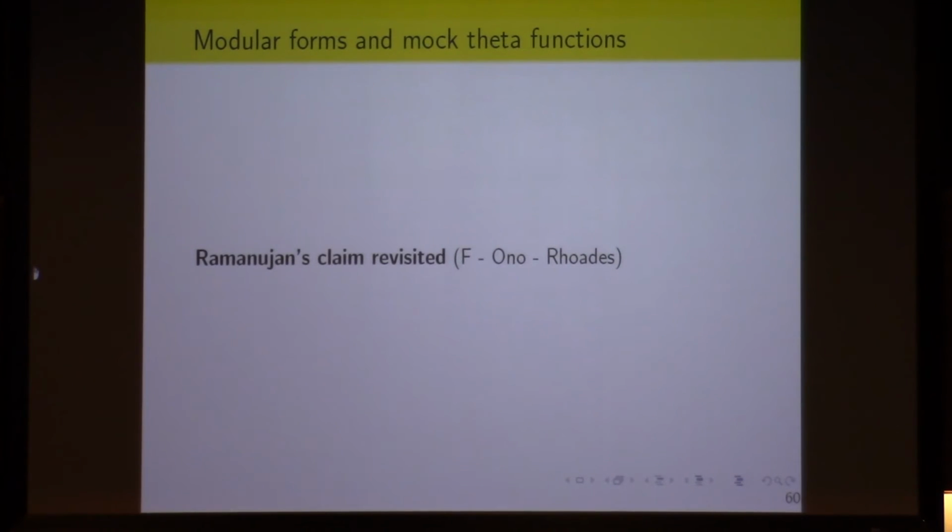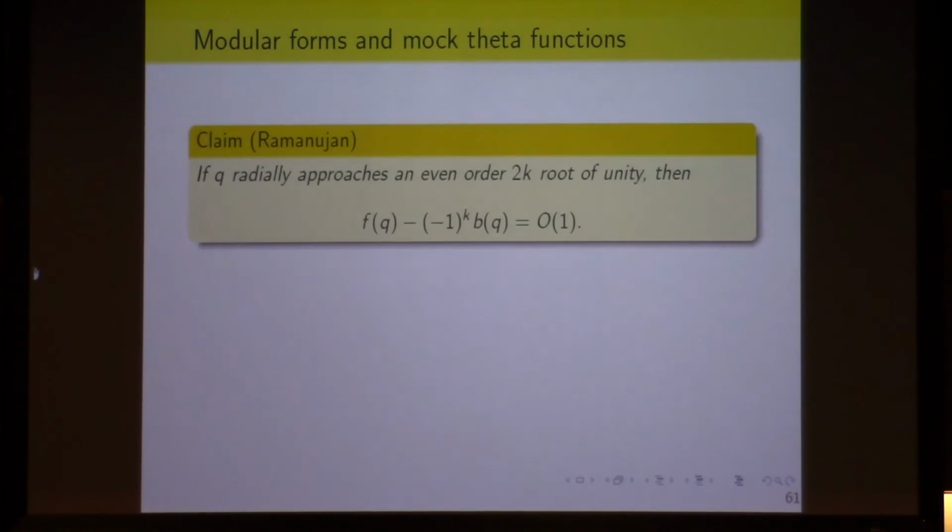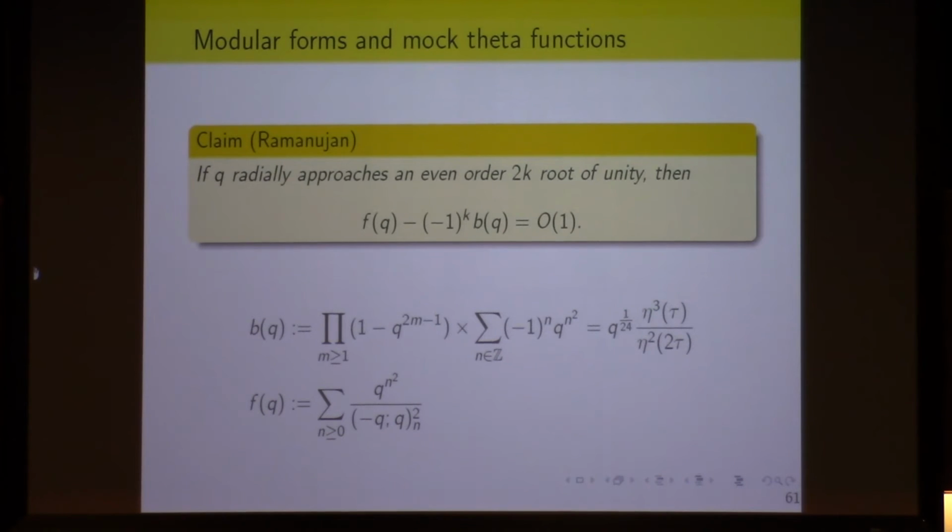So in my last couple of minutes, I want to return to Ramanujan's claim and tie all of these things together. With collaborators, we went back and looked at Ramanujan's claim that the sum, or difference, between the Mock theta function f and this modular form b should be bounded at roots of unity, even ordered roots of unity. f converges at odd ordered roots of unity, by the way, if you're wondering.